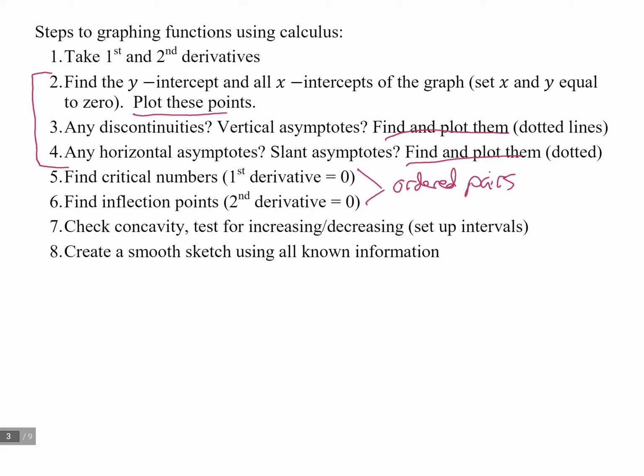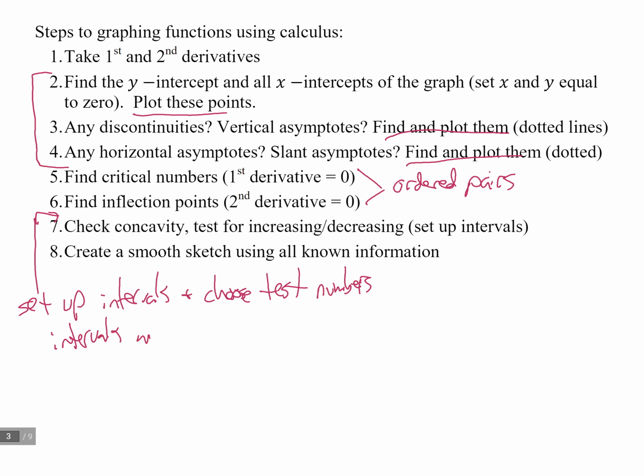Okay, so now I missed something here. There should be another line set up. Right in here, squeeze something in right there. I'm going to set up intervals and choose test numbers. The intervals will include critical numbers, inflection points, vertical asymptotes.